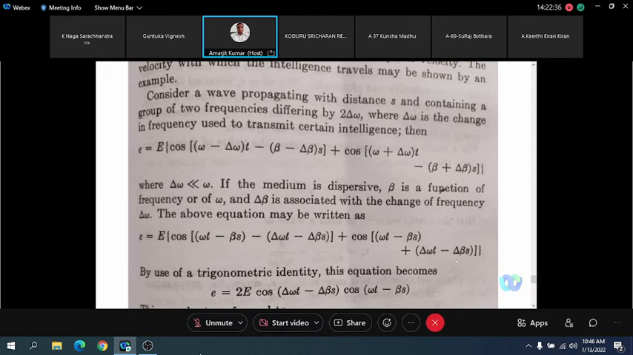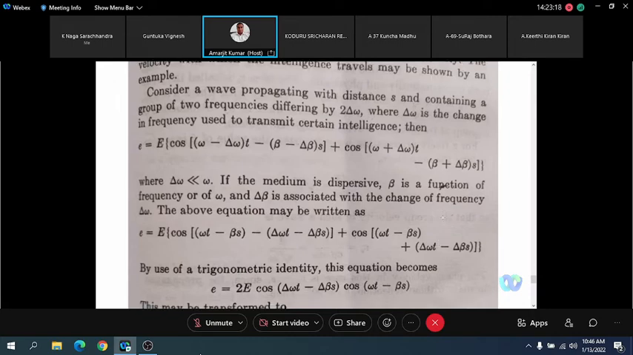Now some trigonometry you can do here. So what is cos a minus cos b? It is equal to 2 sin of a plus b by 2 into sin of a minus b by 2. Am I correct? Yes, sir. Similarly, what will be cos a plus cos b? It is 2 cos of a plus b by 2 into cos of a minus b by 2.